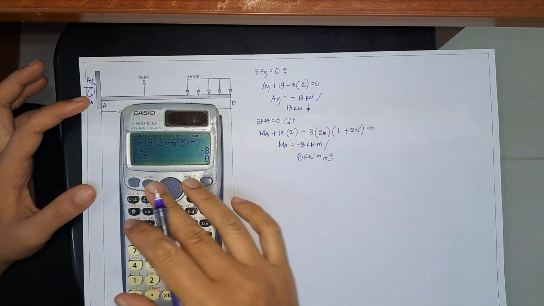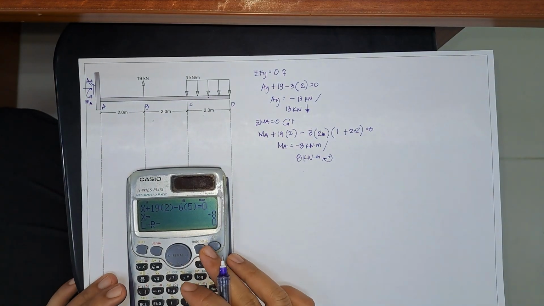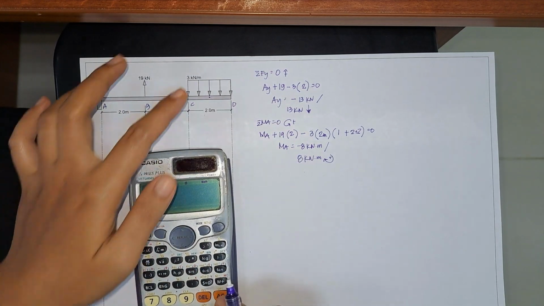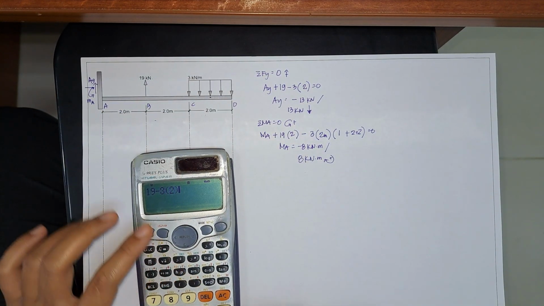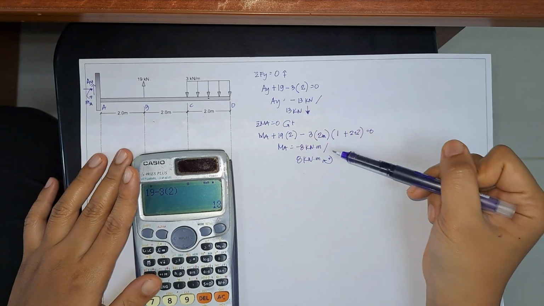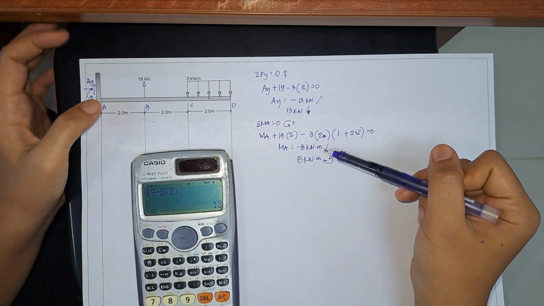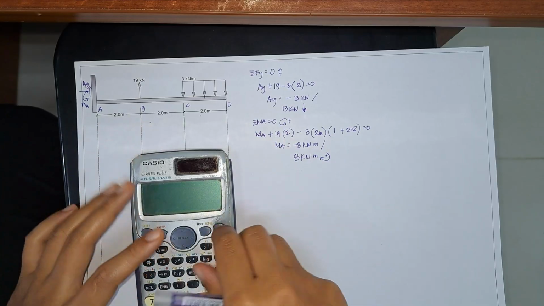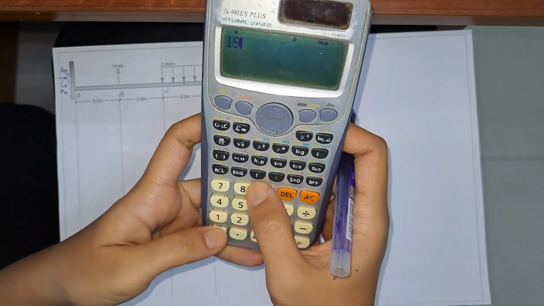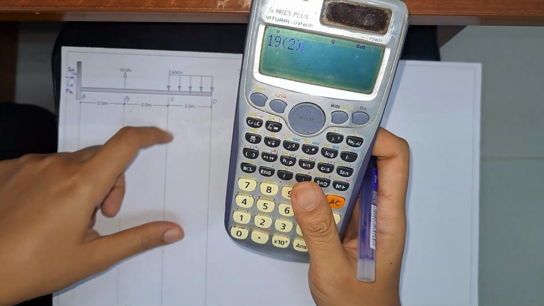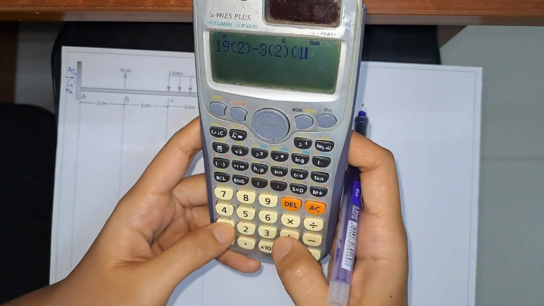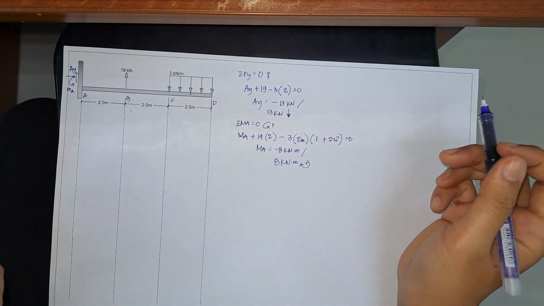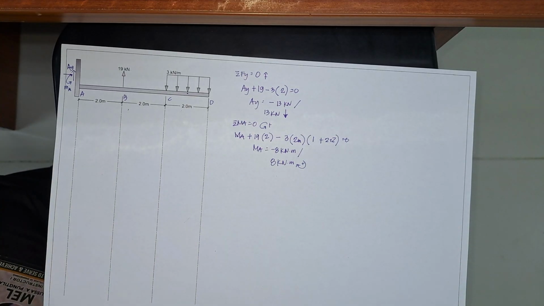direction. Okay? So, double check po natin muna bago tayo mag-proceed. So, for our vertical, we have 19 minus 3 by 2. So, dapat lang na 13. Tama. And then, for our moment at A, so we have 19 by 2. Sige, double check natin. We have 19 by 2 minus 3 by 2 by 1 plus 4. Okay, 8. Tama. So, we have 8 kilonewton meter.